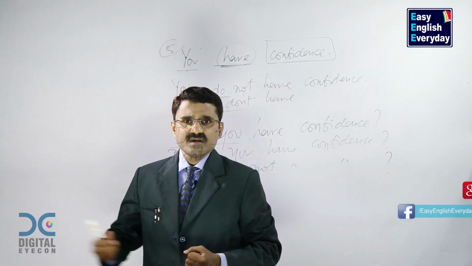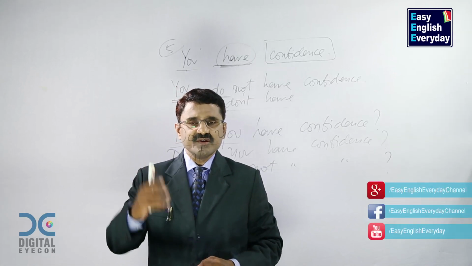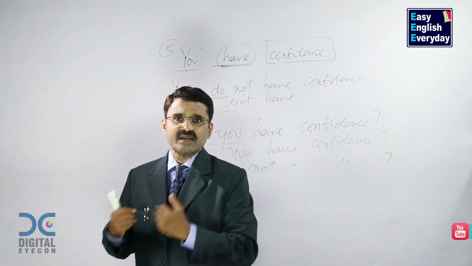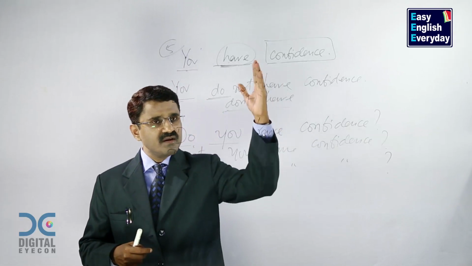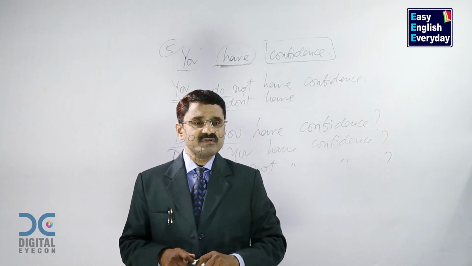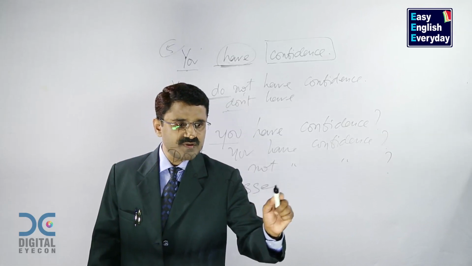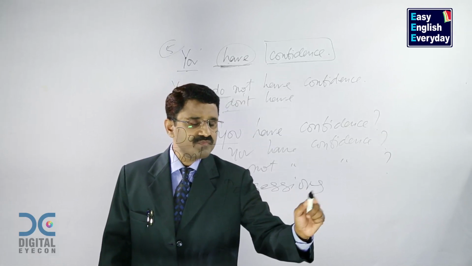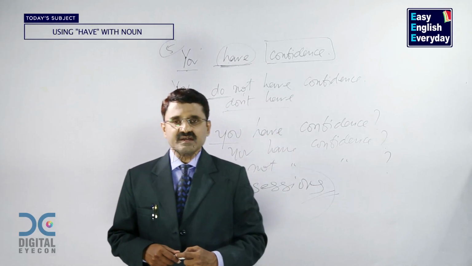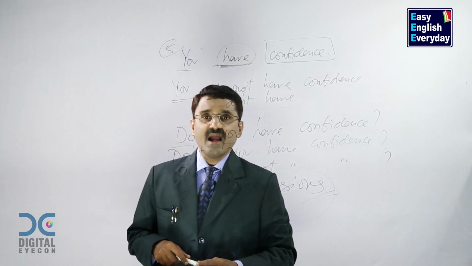Collect from dictionaries or newspapers or magazines or books, news channels, movies, print media, electronic media. Collect as many nouns as possible. Keep them here and make sentences. And when should we use these sentences? To talk about your possessions. Whatever possessions you have, to talk about those possessions, you have to use this sentence. So this is the first and an important use of have.